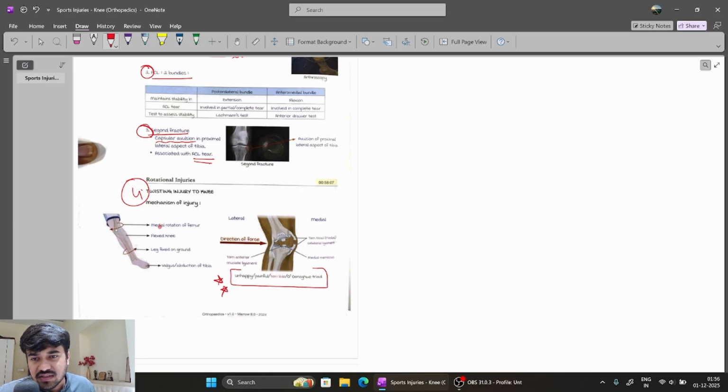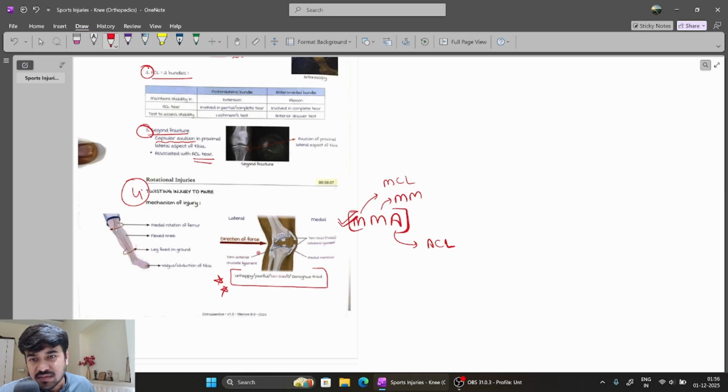So what happens here is that three ligaments are injured simultaneously. Which three ligaments? The medial collateral ligament, the medial meniscus, and the anterior cruciate. So MMA. That's how you remember, right? So medial collateral, medial meniscus, and anterior cruciate ligament, MMA. That is how you remember.